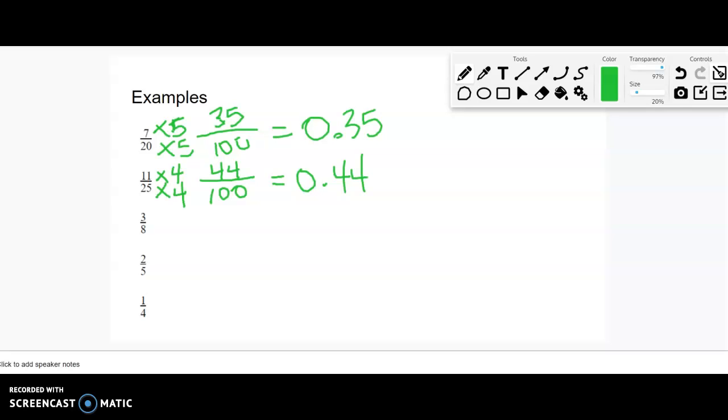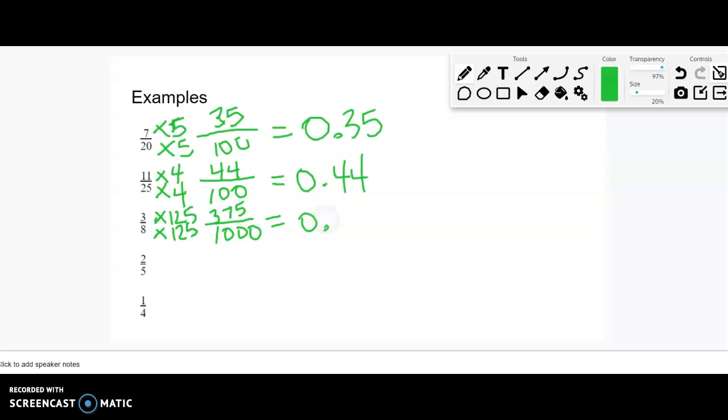Eighths is trickier because it doesn't go to 100, so we have to go to 1,000. You probably don't know. If you had a calculator, you could figure it out by doing 1,000 divided by 8. You would see that 8 groups of 125 equal 1,000. So this is just something that you get familiar with. That's why I'm putting it in your notes so you can see what you need to multiply by. So then I'll multiply the top by 125.